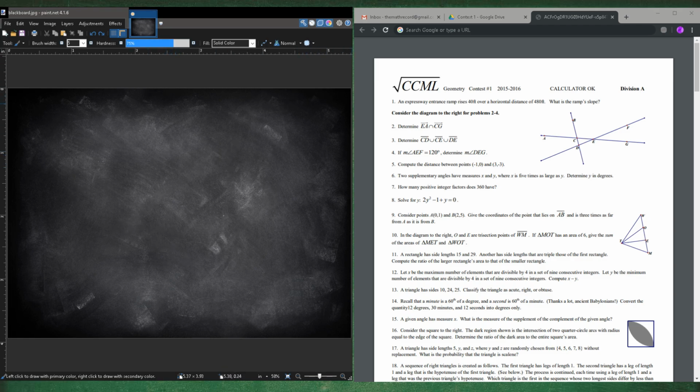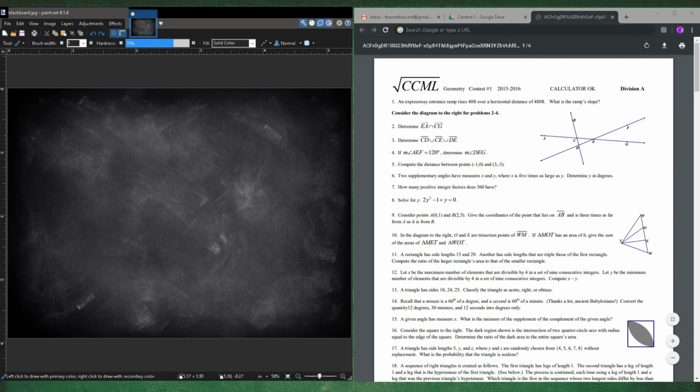Consider the diagram to the right for problems 2 to 4. Determine ray EA, right here, intersection with ray CD. So EA and CD, we have line segment CE. So that's our answer, CE. And the line segment looks like a line, but you have to put points in it. Or you just write CE. That's fine either way.